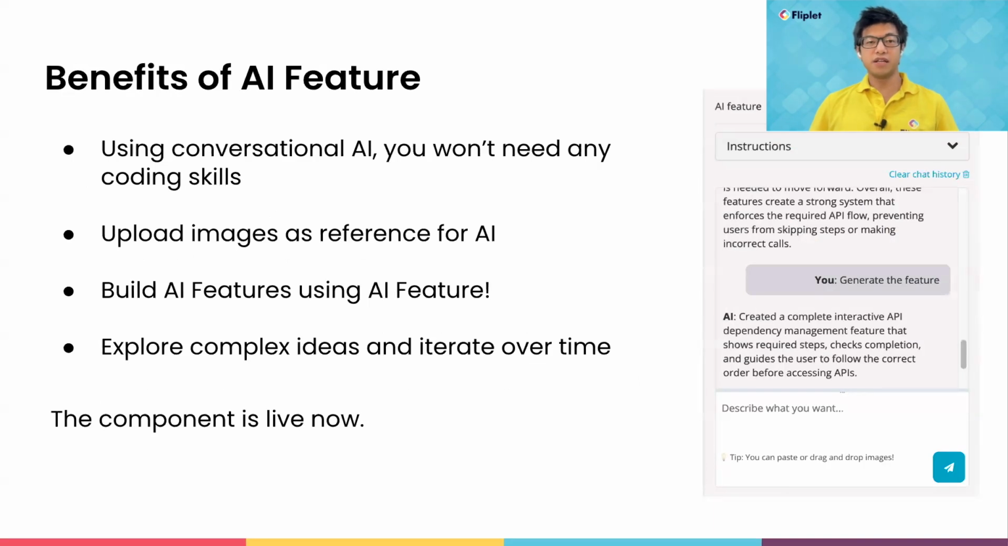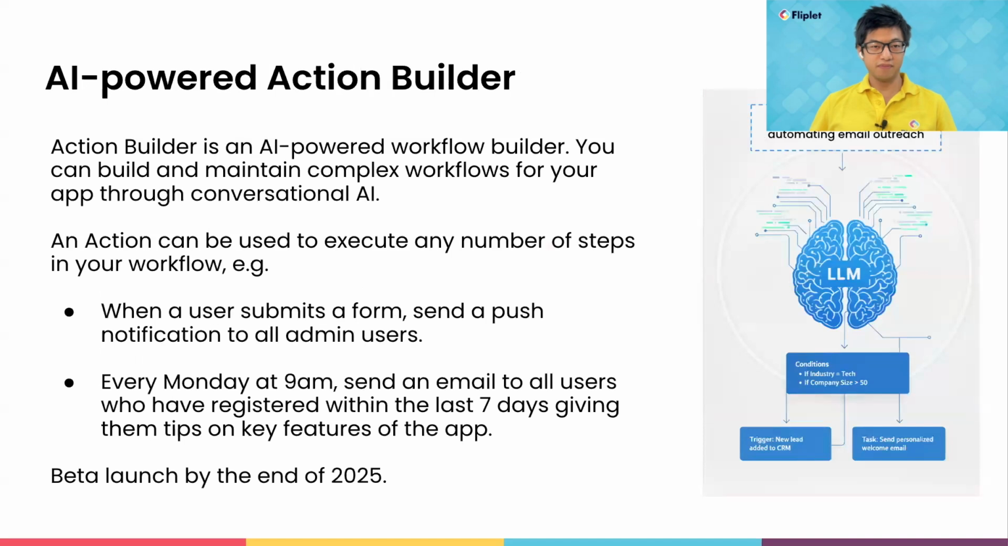The benefits of the AI feature is that you can use conversational AI, where you don't really have to have any coding skills, just natural language skills. You can upload images as reference for AI, such as a brief sketch, and tell AI that you would like a pie chart to look in a very specific way. You can also build AI features using the AI feature. It's a bit of a mouthful, but what that really means is that when you use our AI feature to build something into your app, that can be an AI-powered functionality in and of itself, such as building a chatbot into your app. You can explore complex ideas very quickly and iterate over them over time. This component is already now live.